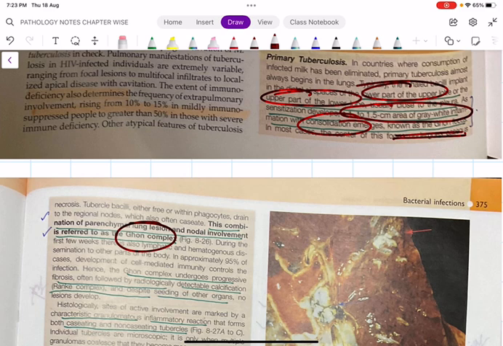This Ghon complex, the lymph node, undergoes progressive calcification, and this calcified Ghon complex we call Ranke's complex. So what is the Ghon focus? Consolidation of the apical lobe. Consolidation with lymph node enlargement, Ghon complex. Ghon complex undergoes calcification, Ranke's complex.